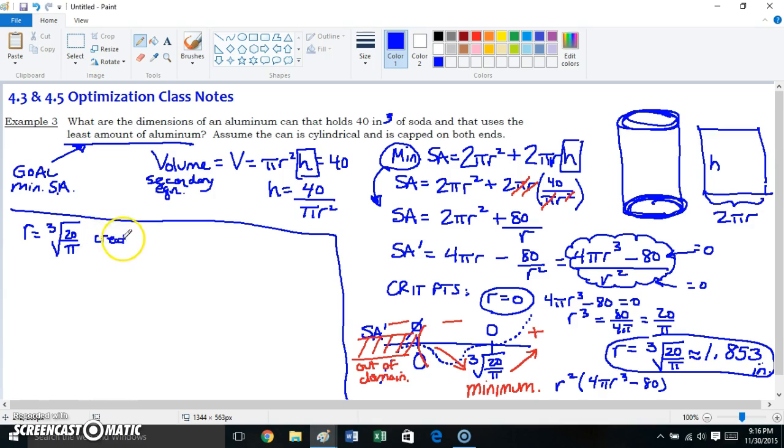creates a minimum surface area because the derivative of surface area changes sign from negative to positive.